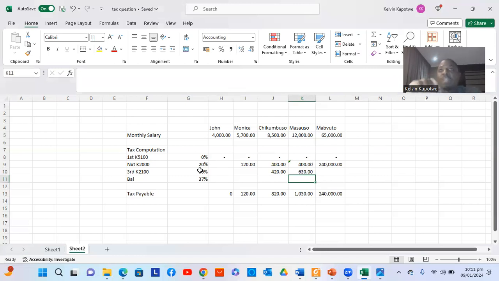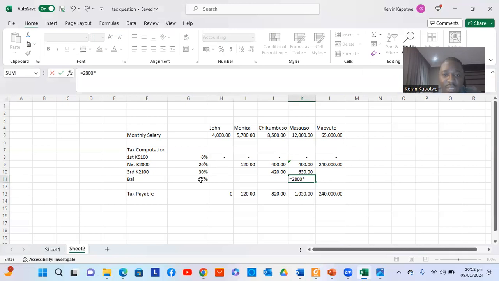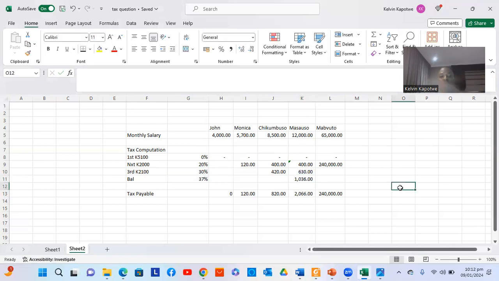So the 2,800 this time around has taken you to the last band. This has not been taxed. So now this one is going to be taxed at 37%. So that's where now you're going to say 2,800, tax it at 37%, the last band. Okay, so that's how you go about that.